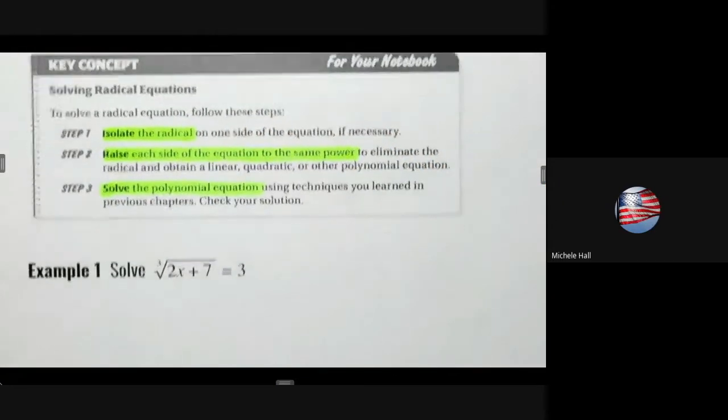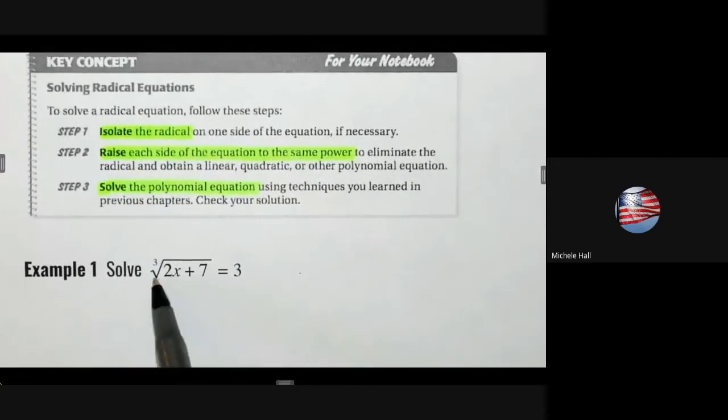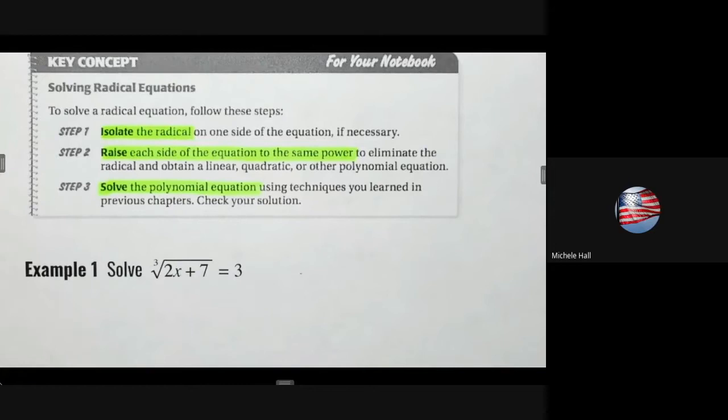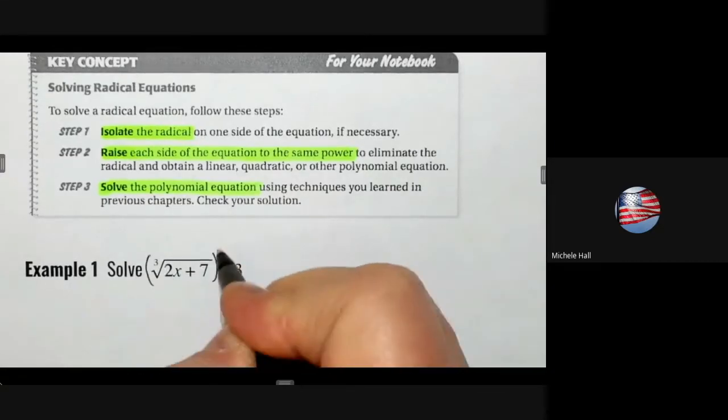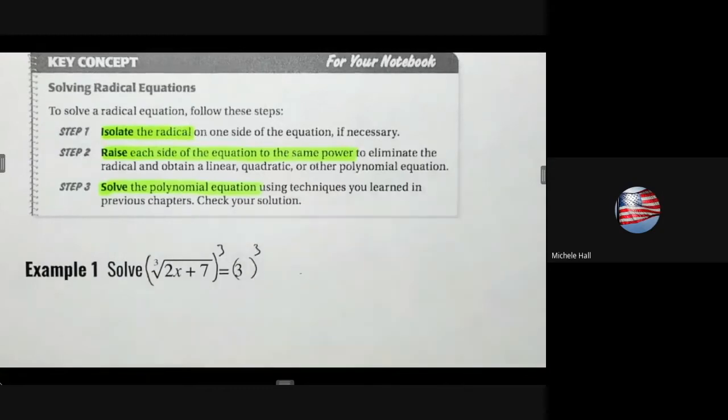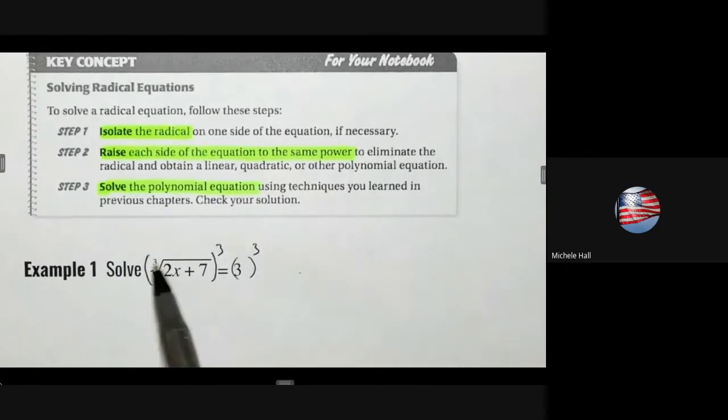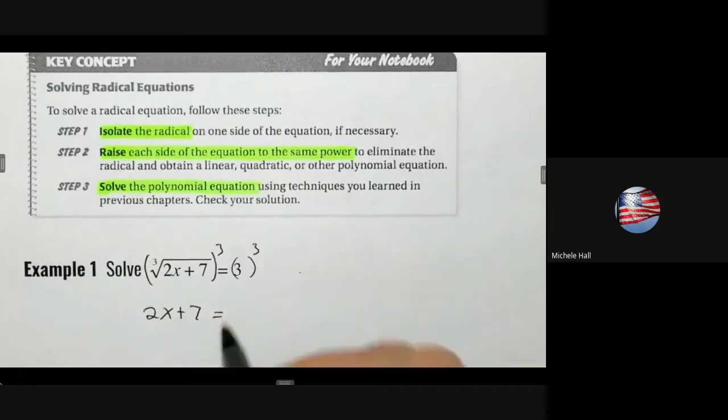In example 1, our radicand is already isolated. There's nothing being multiplied to it out front, and there's nothing behind it being added or subtracted. And so we're going to go right to step 2: raise each side of the equation to the same power. We have a third root, and so I am going to cube this side, and I'm going to cube the second side. We know that the cube root being raised to the third power undo each other, and we're left with just 2x plus 7, and then 3 cubed is 27. Solve the equation.